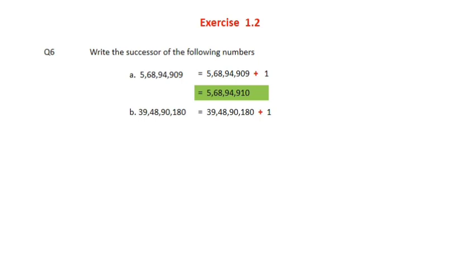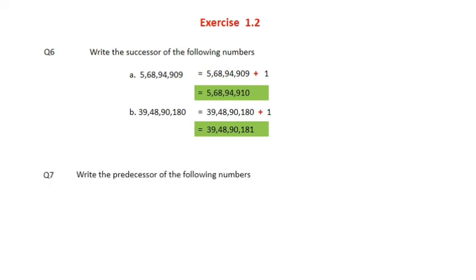Let's take another example. Next is given 39 crores 48 lakh 90,180. Now what are we going to do? We are going to add 1. So 0 plus 1 will become 1. We can think that way: 180 plus 1 becomes 181. So your answer is 39 crores 48 lakh 90,181.